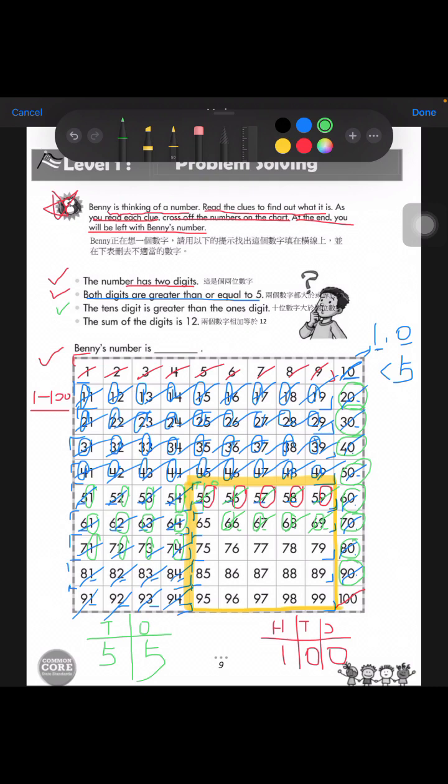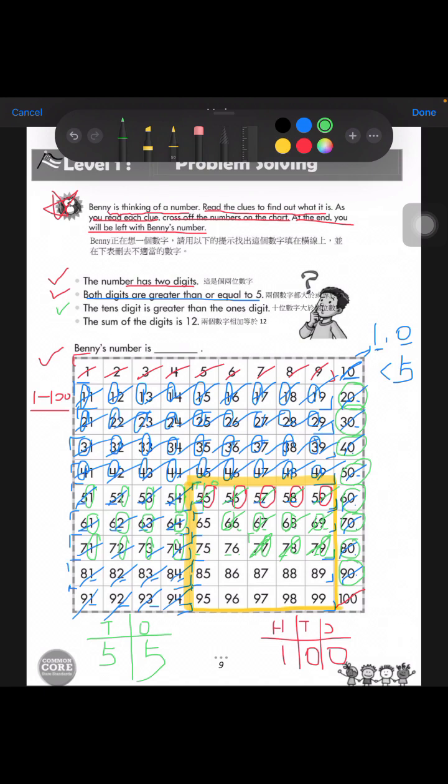How about 75 and 76? The 10s digit is 7 and the 1s digits are 5 and 6. The 10s digit is greater than the 1s digit, so we don't need to cross them out. And then we look at 77 to 79. The 10s digit is 7 and the 1s digits are 7, 8 and 9. The 1s digit is greater than or equal to the 10s digit, so it doesn't match with the third clue and we cross them out.